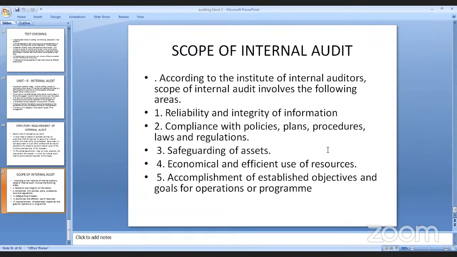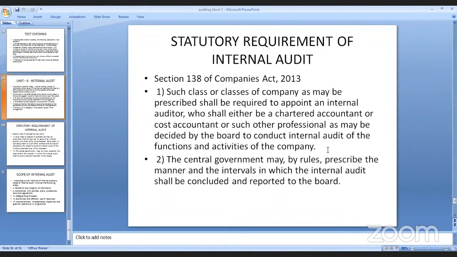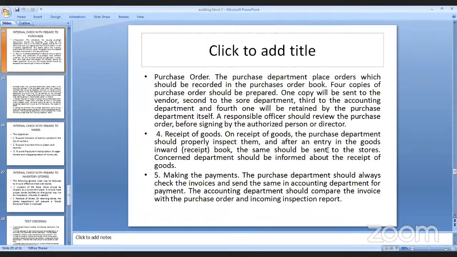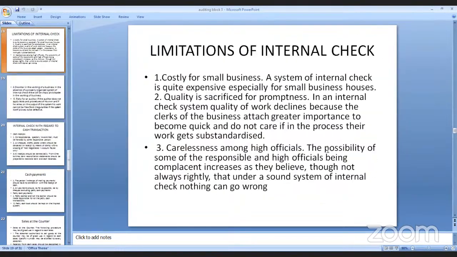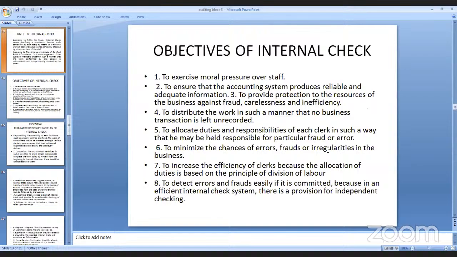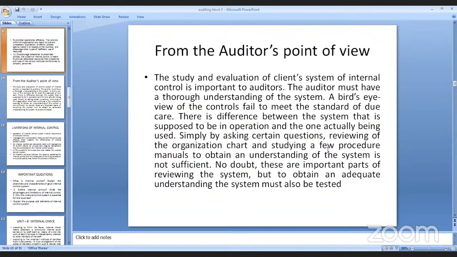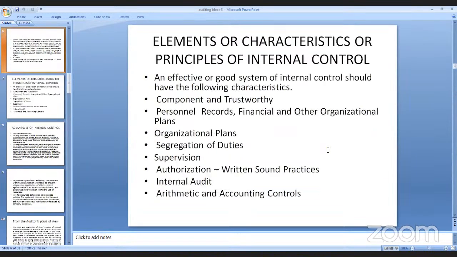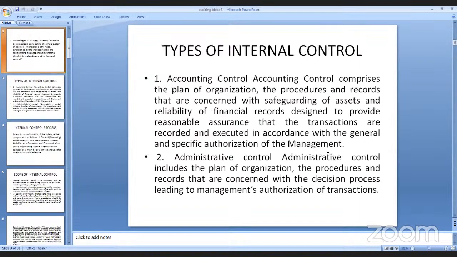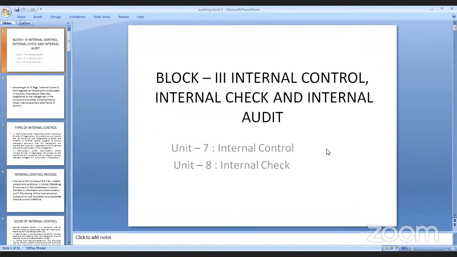So all of you, is it clear? Block 3. Yes, ma'am. So block 3 we have completed, and differences you read. If you face any difficulty, tomorrow we will discuss. Those are very easy, but even so, my suggestion is you revise it.